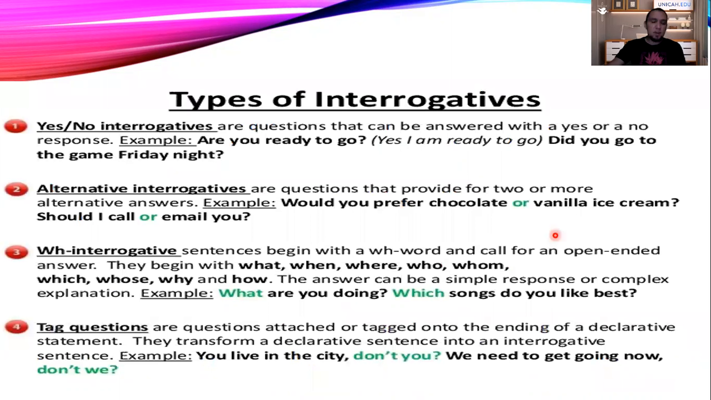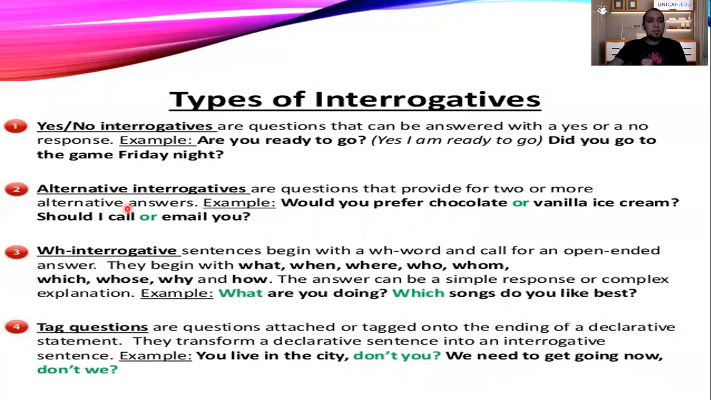Now, this is very important. This slide is one of the most important slides that we have in this presentation. And it's the types of interrogative sentences. Number one, we have yes, no questions or yes, no interrogatives. Obviously, it's those questions that we can only answer with either yes or no. For example, are you ready to go? Yes, I am. Did you go to the game Friday night? Yes, I did. Did you like the movie last night? Yes, I did. Or no, I didn't. So we have only two options to answer these questions.